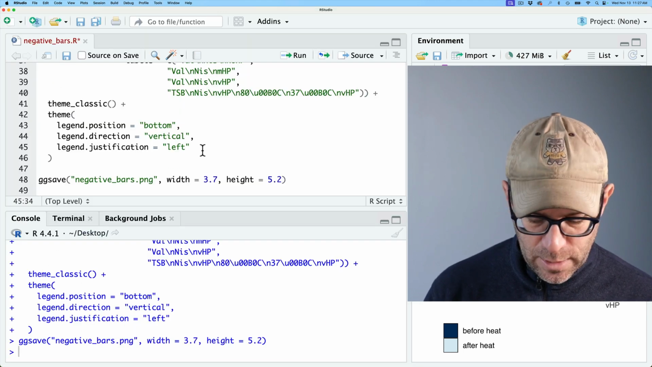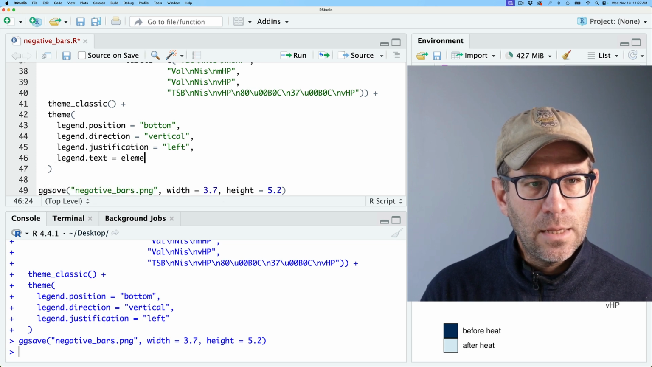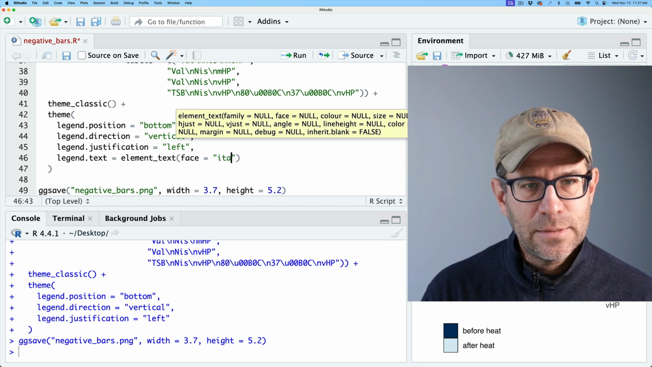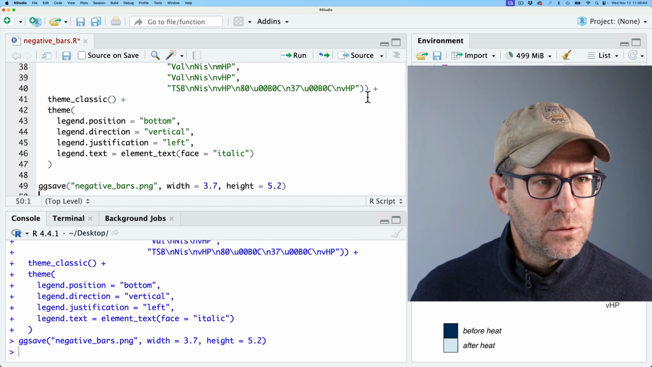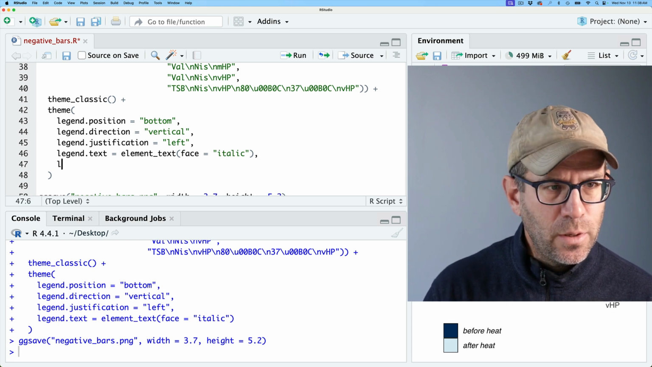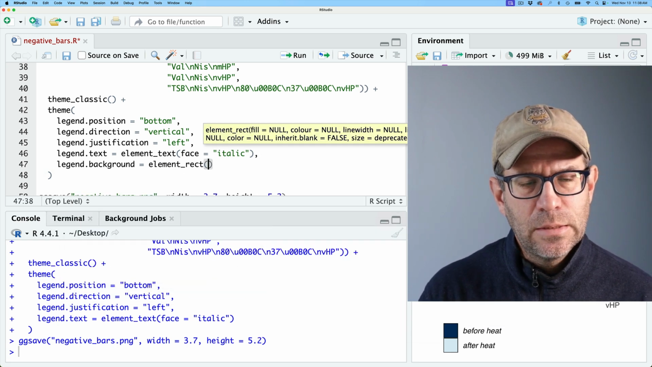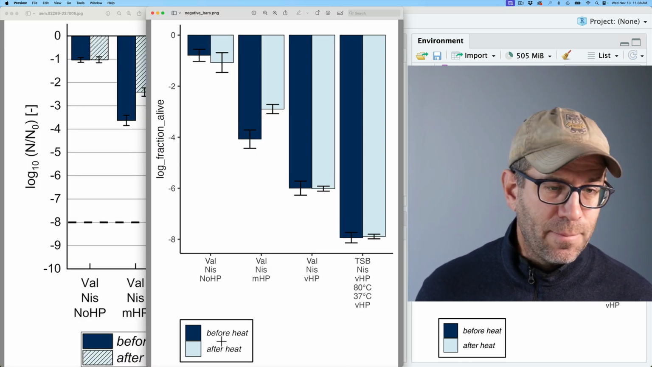We'll go in here and do legend.text equals element_text, and I'll do face equals italics. And I think it's italic, not italics. So to add that box, we'll do legend.background, element_rect, color equals black. And so now we get a nice black background.